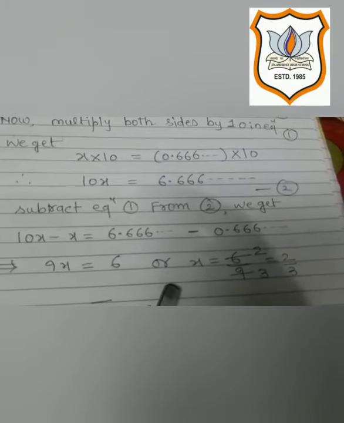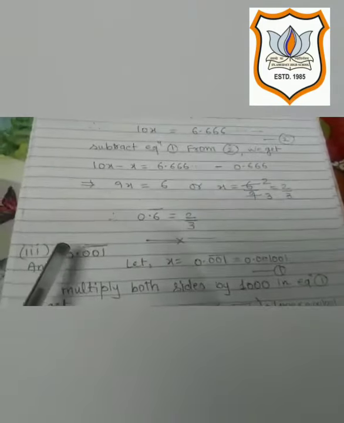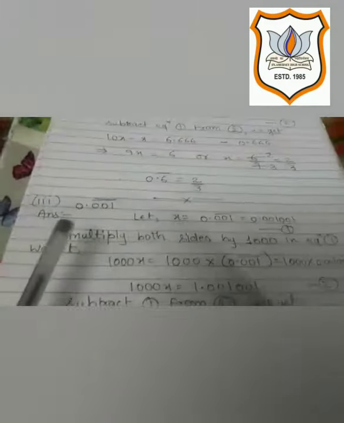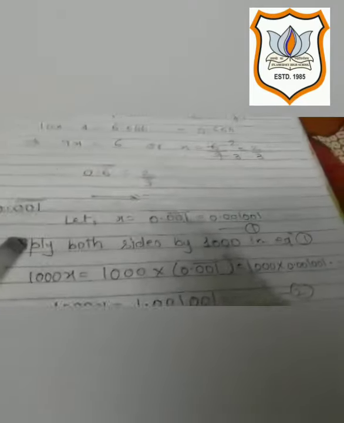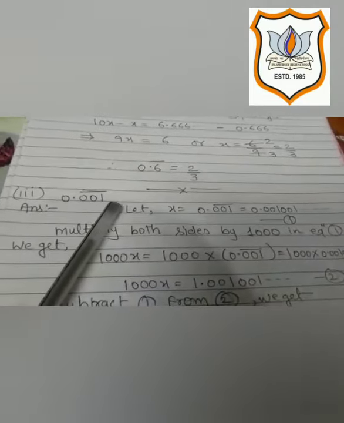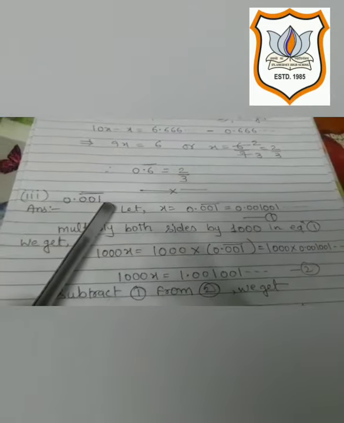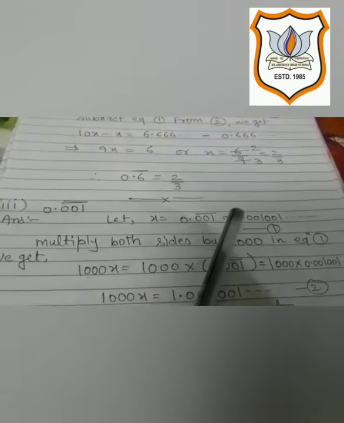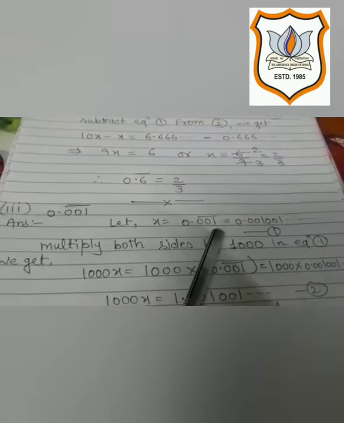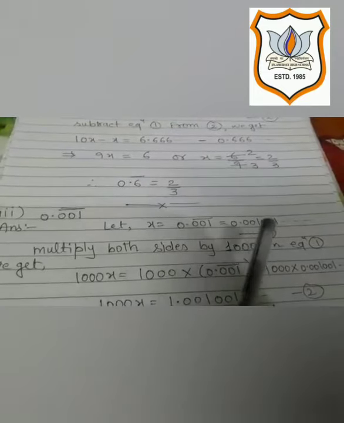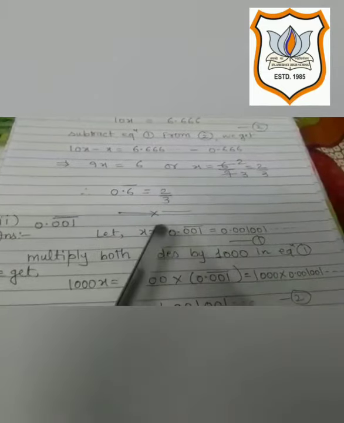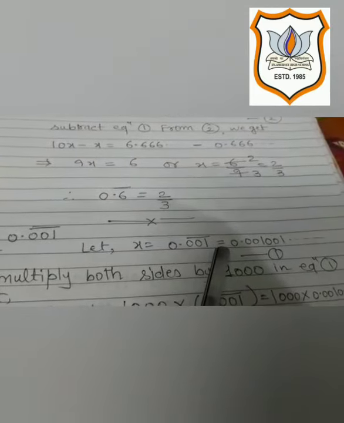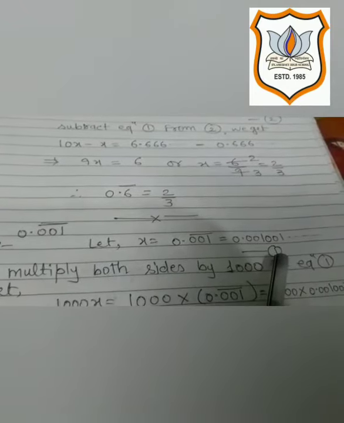Is it clear? Question number 2 I would like to suggest you do at your home. The third one I am doing for you. The third is 0.001 bar. Again the same, we will create an equation for it. Let us consider x is equal to 0.001 bar. This time 3 digits are repeating continuously, 001, 001, 001 endlessly. So here our equation number 1 will be 0.001 bar is equal to x. This is the equation number 1.